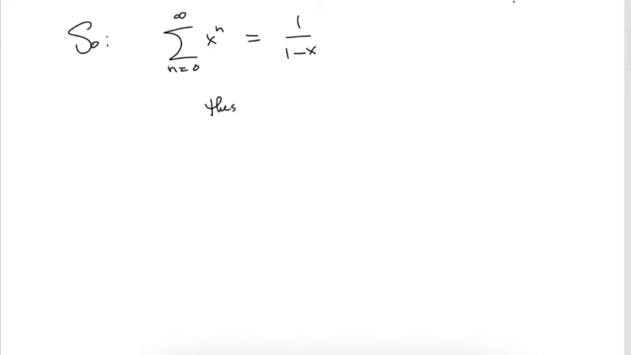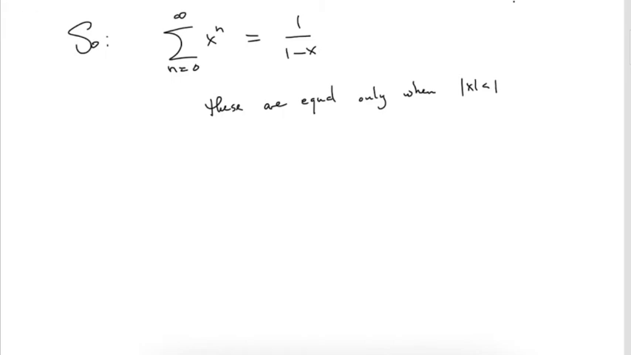I will just reiterate here. These are equal only when the absolute value of x is less than 1. It's only equal when the one on the left converges. The right-hand side, you can plug whatever x you want into it, and you'll get an answer. But the left-hand side, you can only get an answer when the absolute value of x is less than 1. So this equal sign here is only valid when the absolute value of x is less than 1. But in that case, the series is equal to that other function.